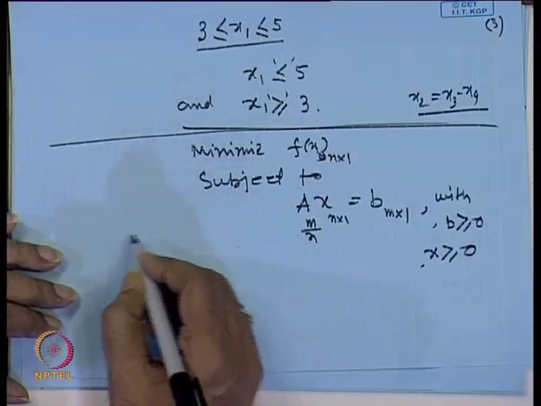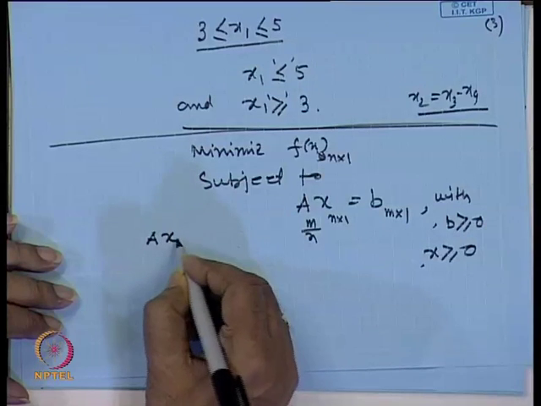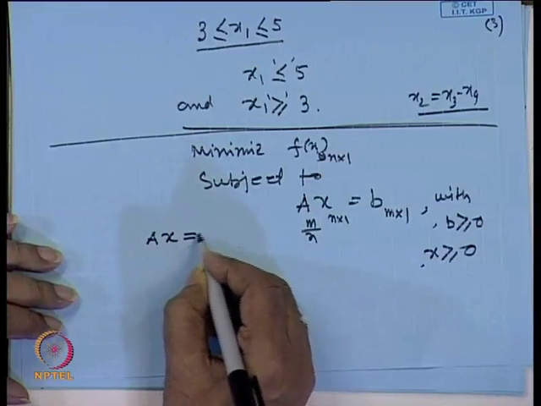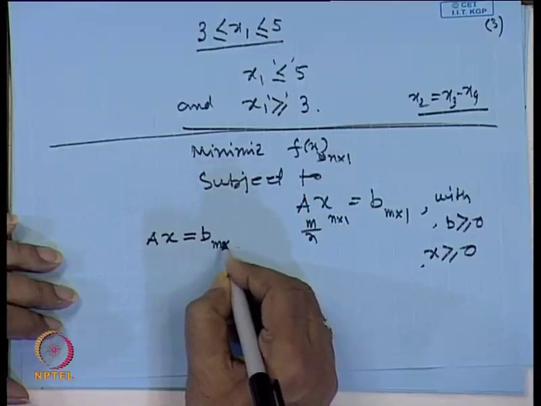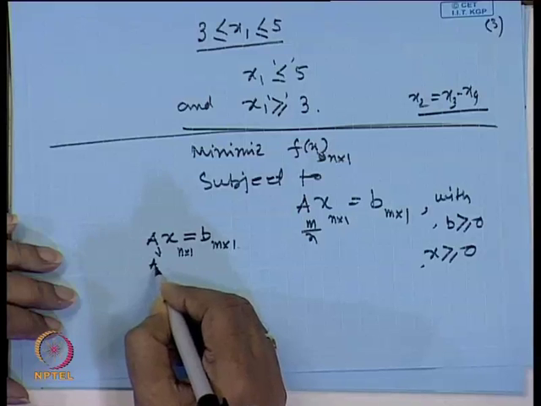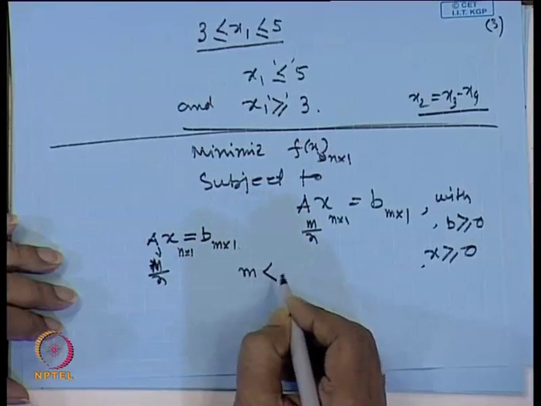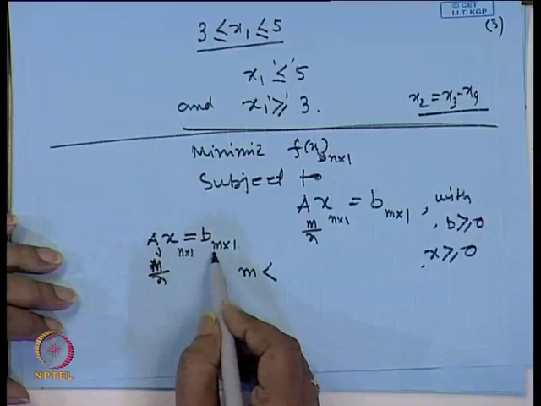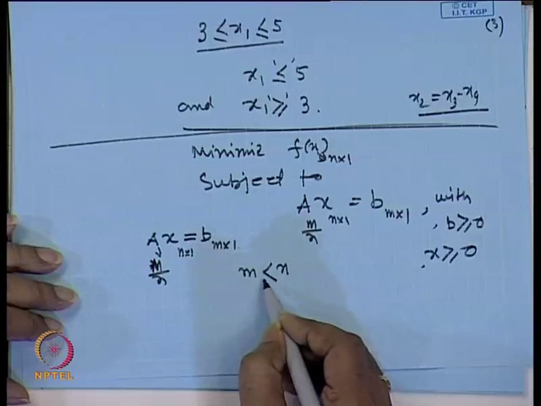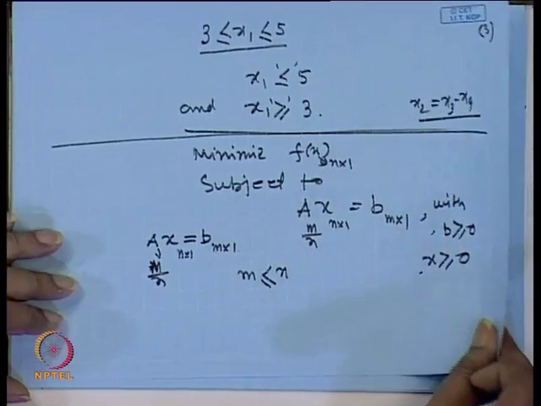If you recollect your basic linear algebra, what is called the solution of a set of equations? It is Ax equals b, where A is m cross n, x is n cross 1, and b is m cross 1. We are assuming the number of equations, m, is less than or equal to n. So, we get different solutions of this. One can write it this way.